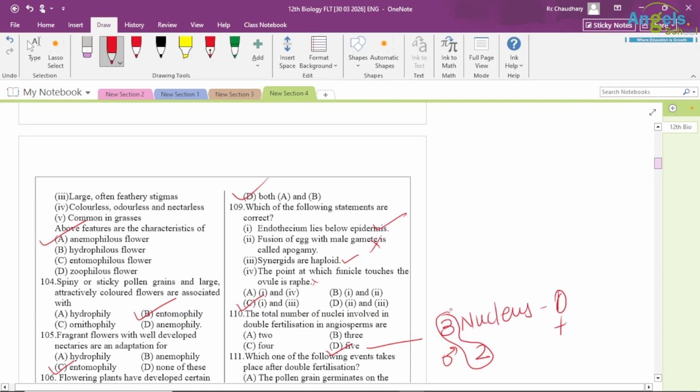Okay, and one nucleus from egg cell and two nuclei from polar cell. Okay, so 1 plus 2 nuclei from male gamete. Okay, so total 5 nuclei are involved.